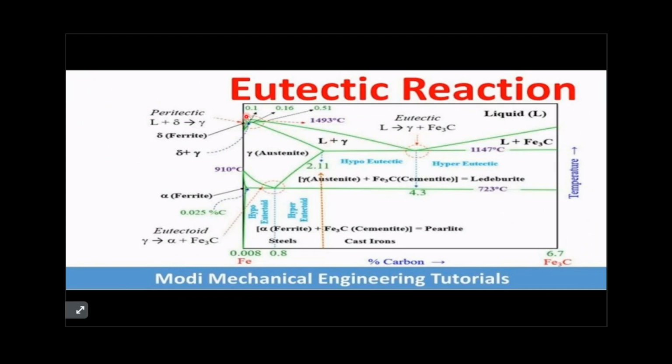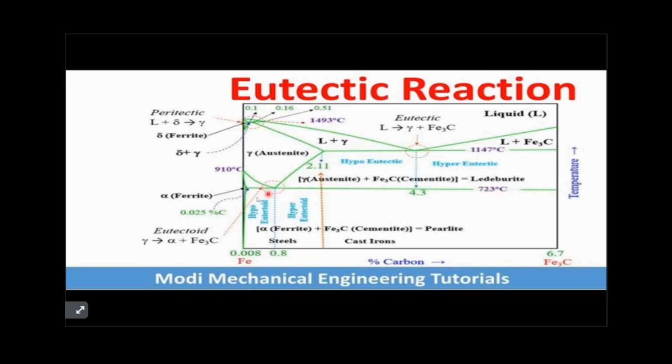Now we are going to see the peritectic reaction. This is the peritectic reaction at the temperature of 1493 degrees Celsius. So when the steel is solidifying at a temperature of 1493 degrees Celsius, the liquid and delta phases will be converted into gamma. So this type of reaction is known as peritectic reaction.